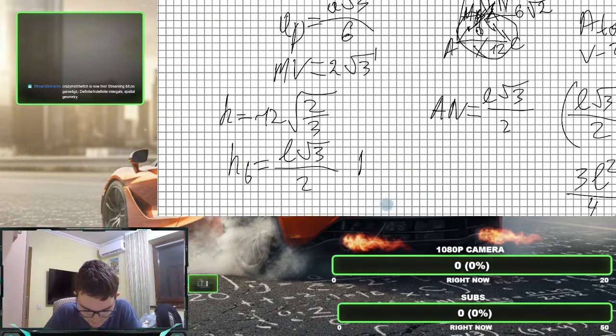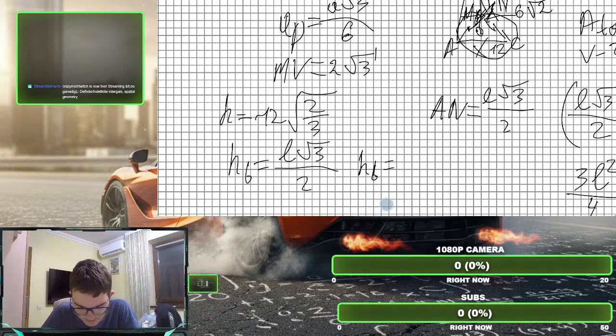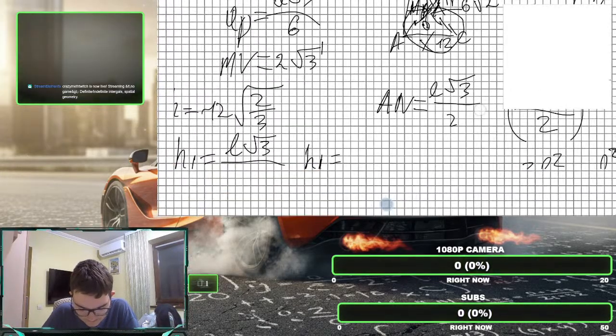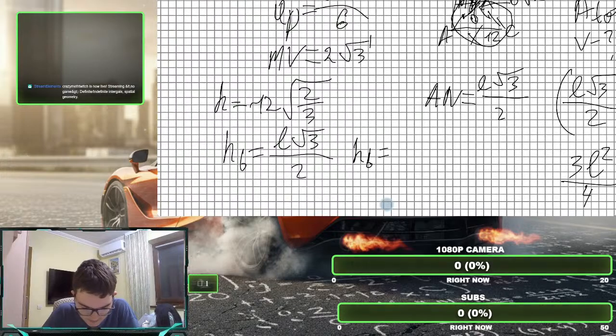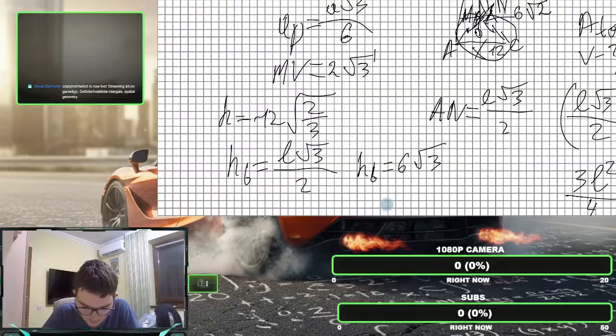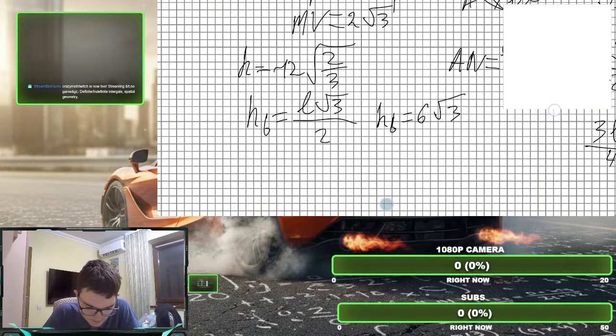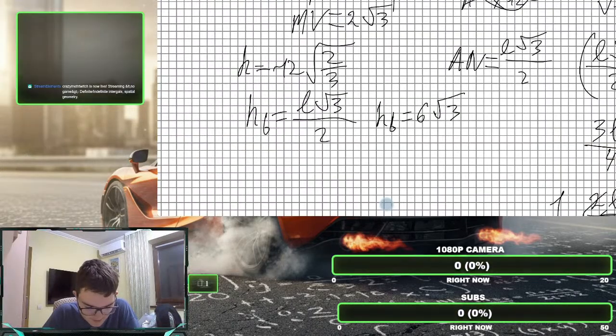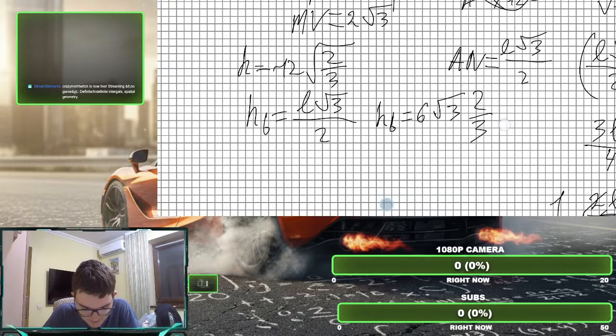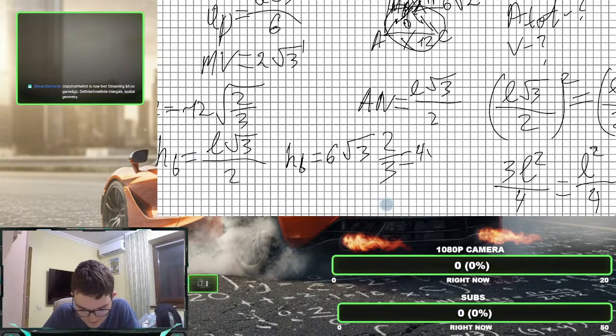And essentially, if I solve that, I will have that. It's 6 square root of 3. Haha. And essentially, the fucking OC or whatever is gonna be this times 2 divided by 3, which of course will be 4 square root of 3.